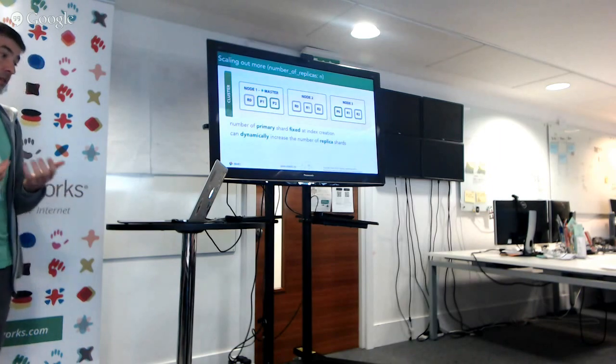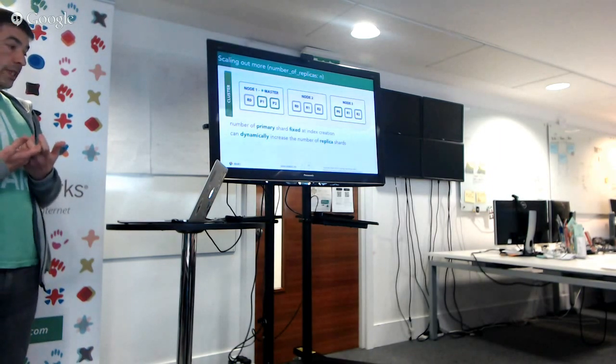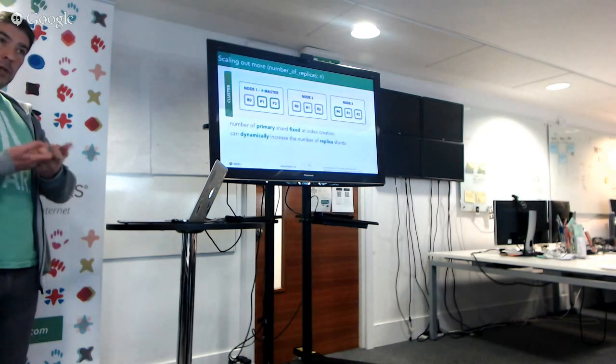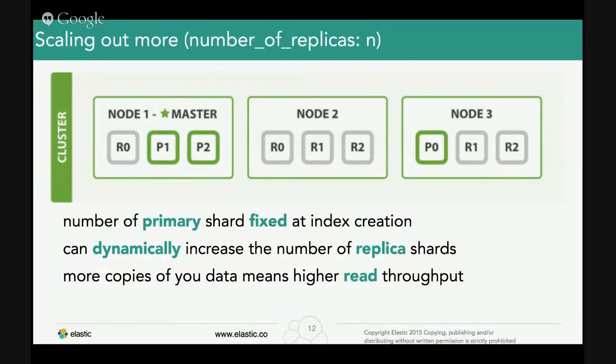There's an aspect here that the number of primary shards is kind of scaling your writes, okay? More primary shards means potentially more write throughput, because those shards will then distribute across physical machines. Those physical machines can be written to concurrently, and hence you are able to scale writes. Replicas, in fact, are scaling reads.